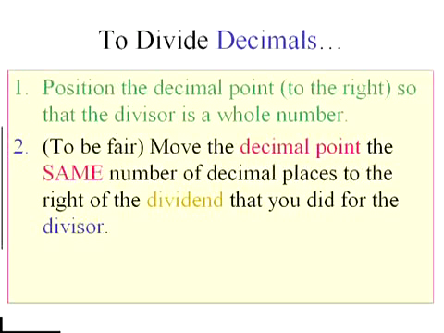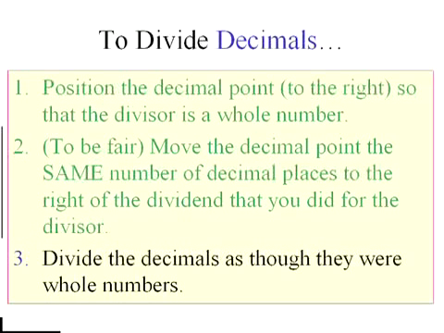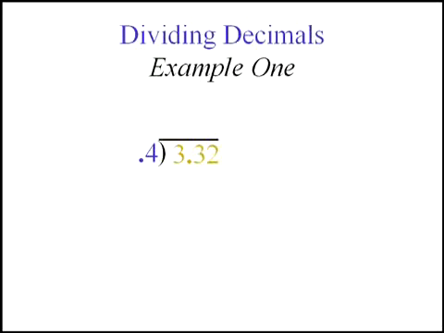Of course, we have to be fair. So if we move the decimal point over for the divisor, we have to move it over the same number of decimal places to the right of the dividend as we did for the divisor. See why we need to know these words. And then we just divide decimals as though they were whole numbers. Let's play. Here we go. Let's try it.